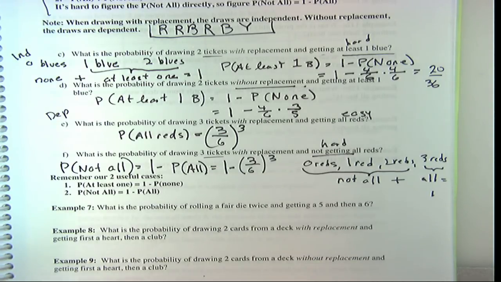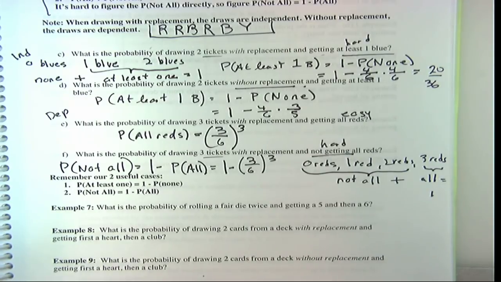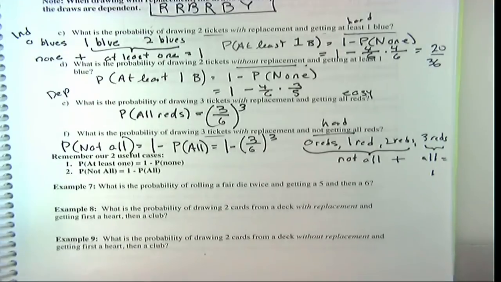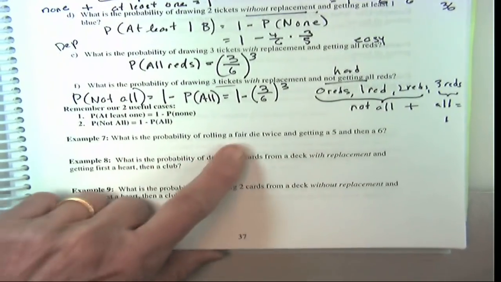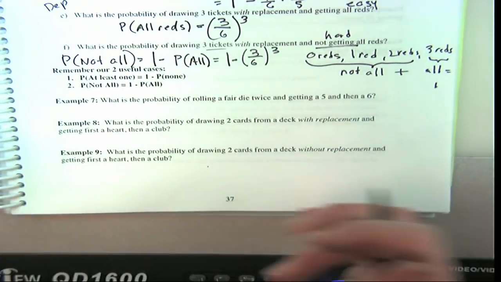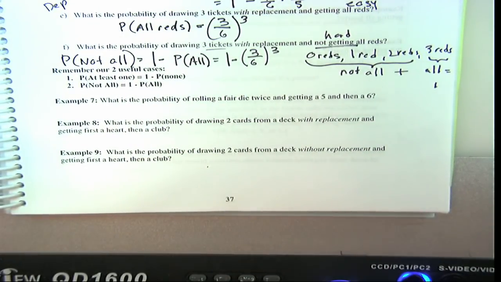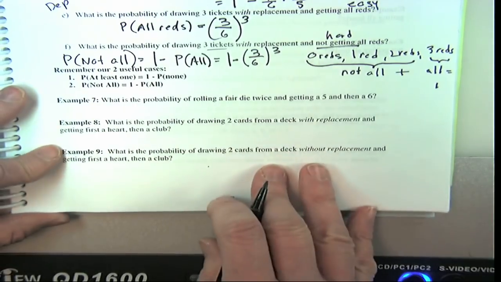So now, let's see what else we need to do. All right, what's the probability of rolling a fair die twice and getting a 5 and then a 6? All right, these are just simple ones.